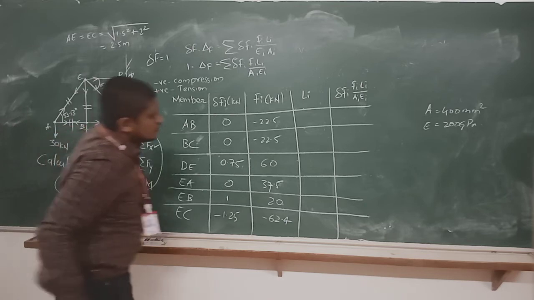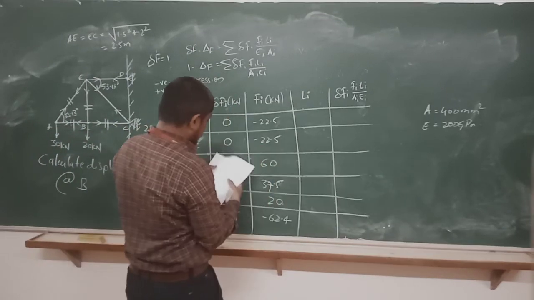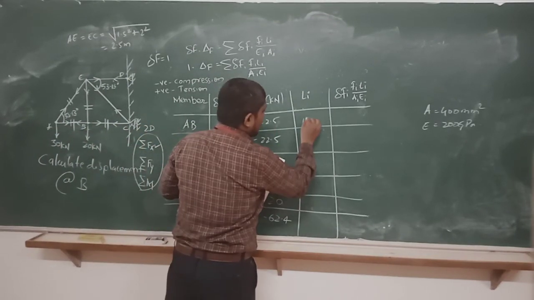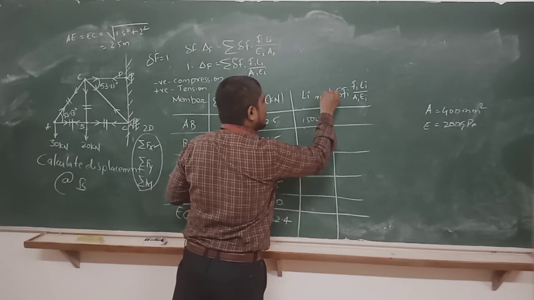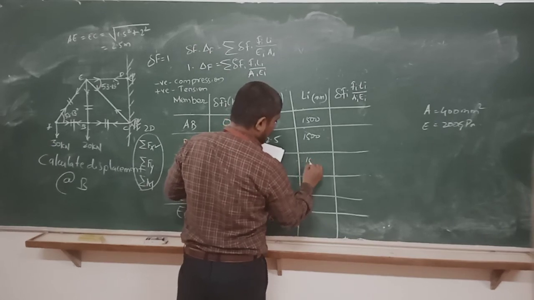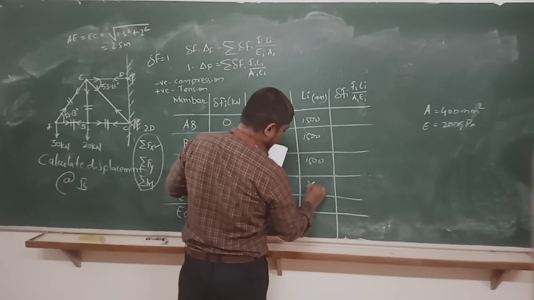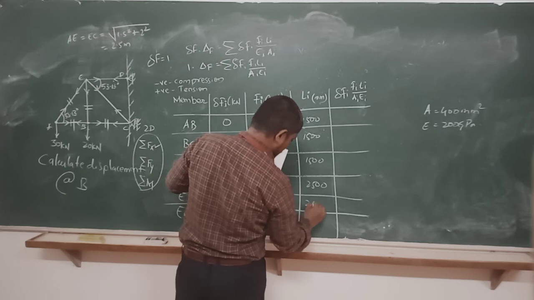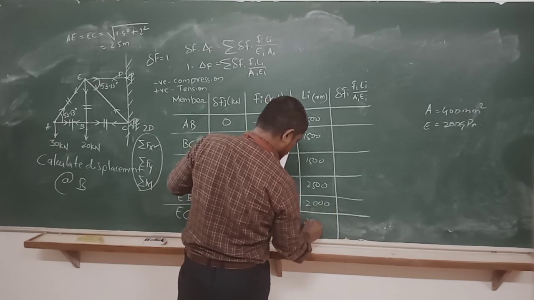So here the length of AB is 1500 mm. So you can write this in mm. This is also 1500 mm. This is also 1500 mm. This is 2500 mm. This is 2000 mm. This is 2500 mm.